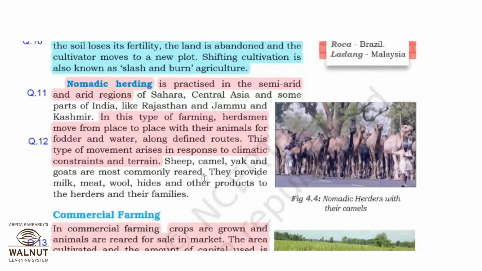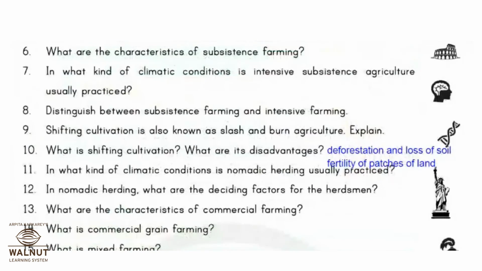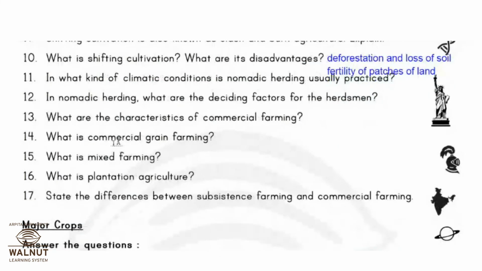These are most commonly reared and they provide milk, meat, wool, hides and other products to the herders and their family. Here it has been written hides. Hides means what? The skin of an animal. Okay, the skin of an animal. Then question number 13. What are the characteristics of commercial farming?